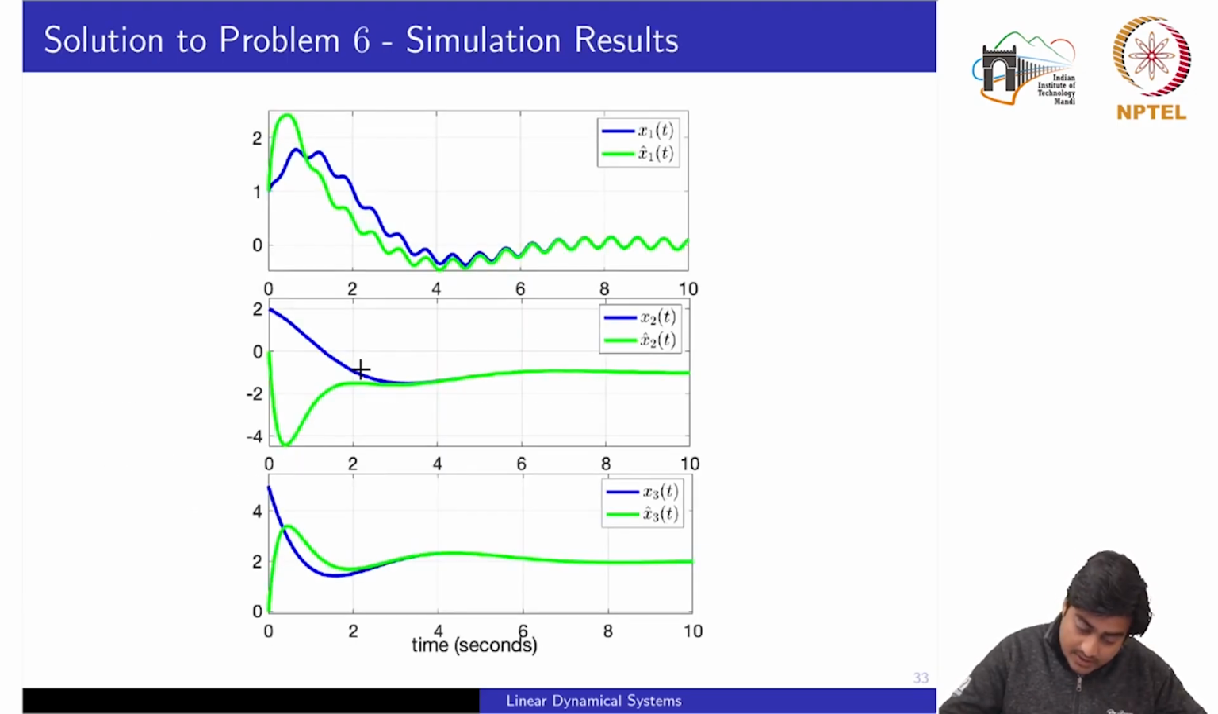Now if we see the simulation results, although we have not supplied the information of the disturbance to the observer, the observer is still able to estimate the actual values of the states. So this is the significance of the unknown input observer, because we have eliminated the effect of the unknown disturbance on the observer, which was pretty much visible when we had discussed the Luenberger observer.